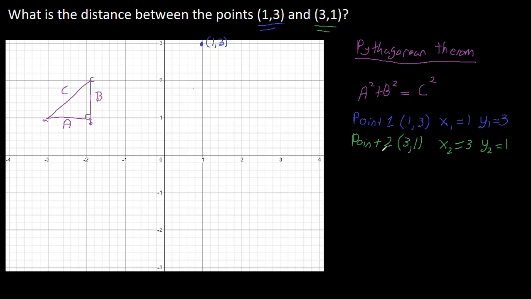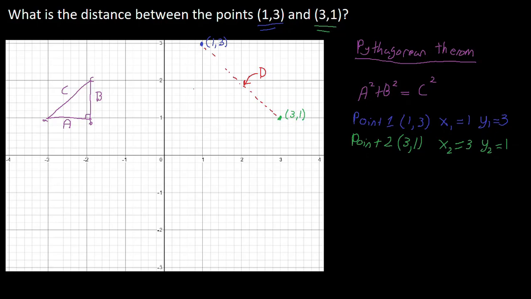First, let's graph the point (3, 1). The x is 3, so we go along the x-axis until we hit 3, and the y value is 1, so we go up to here. So this is the point (3, 1). And just to be clear, when we're talking about distance, this is the distance that we're talking about.